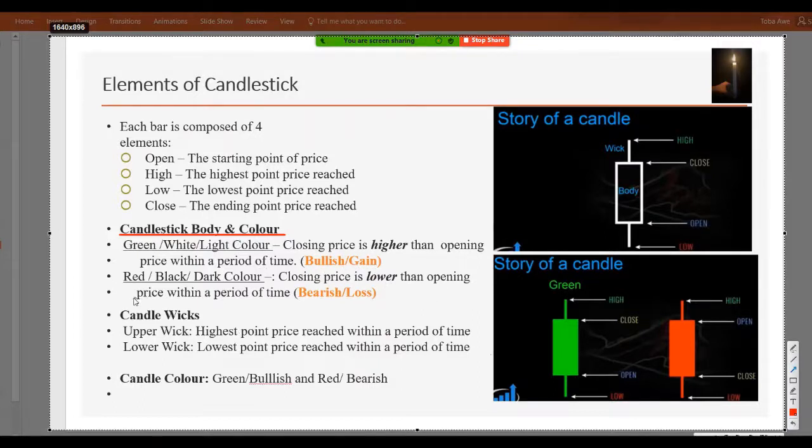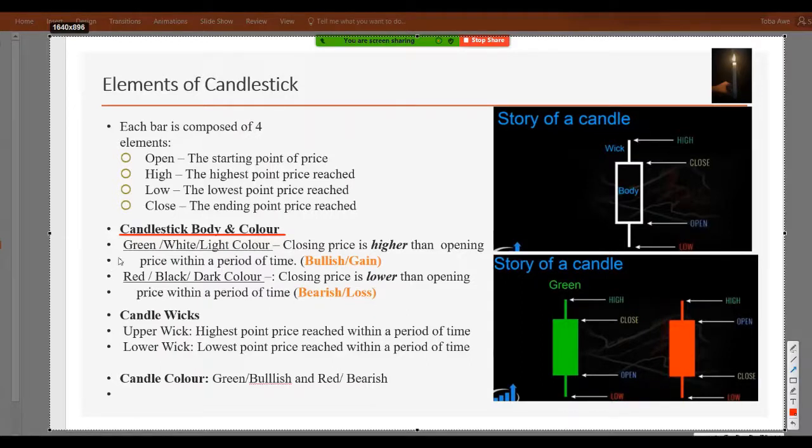On the contrary, we have a red candle when the opening price, which is this, is higher than the close price. Then we say it is a red candle or a bearish candle. It signifies a loss.